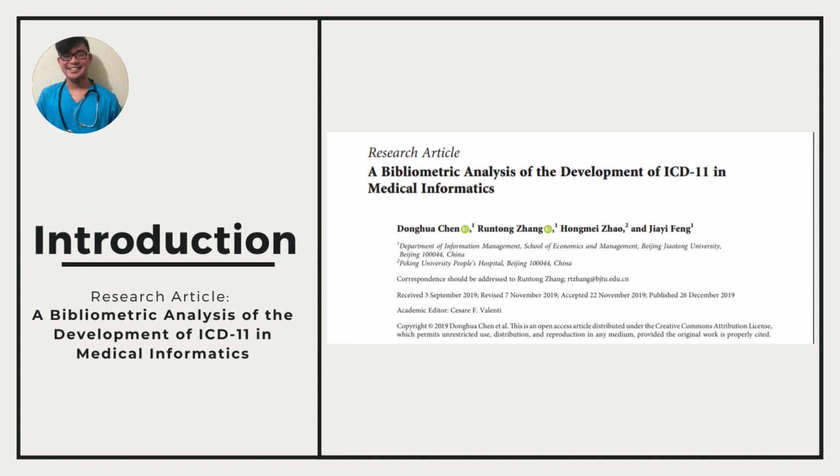At present, the most widely used version of the ICD is its 10th revision, also known as ICD-10, which was endorsed by the 43rd World Health Assembly in 1990. The development of new ICD standards is expected to revolutionize global medical informatics within the next few decades.